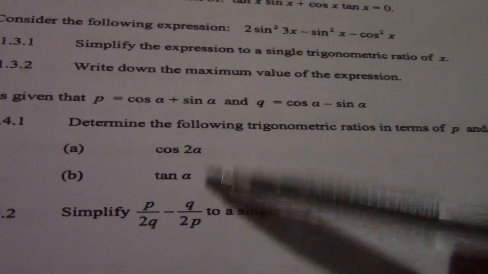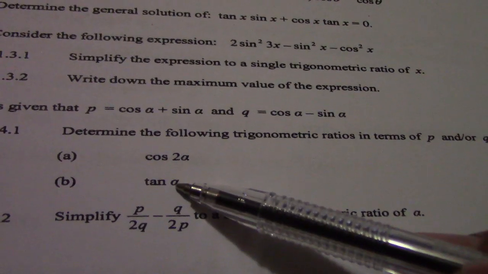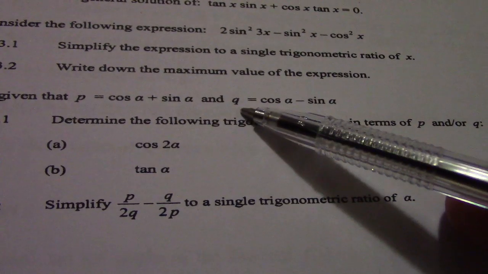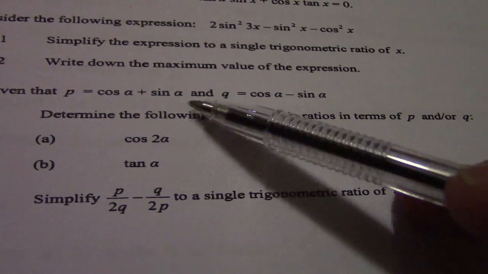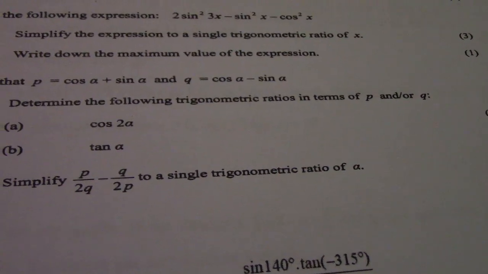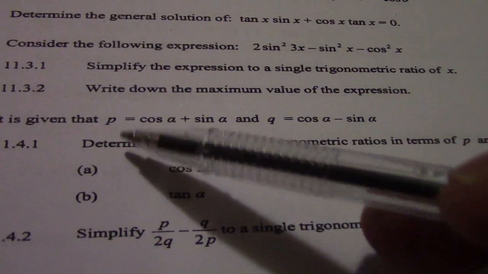Now they want tan alpha. Take note, there's cos and sin, so we should pick up that we'll have to express tan as sin over cos. So we have to work out a way to manipulate this so that it ends up with a cos alpha and a sin alpha. Right, so how do we go about manipulating it? First we can say P minus Q, or let's start with P plus Q.